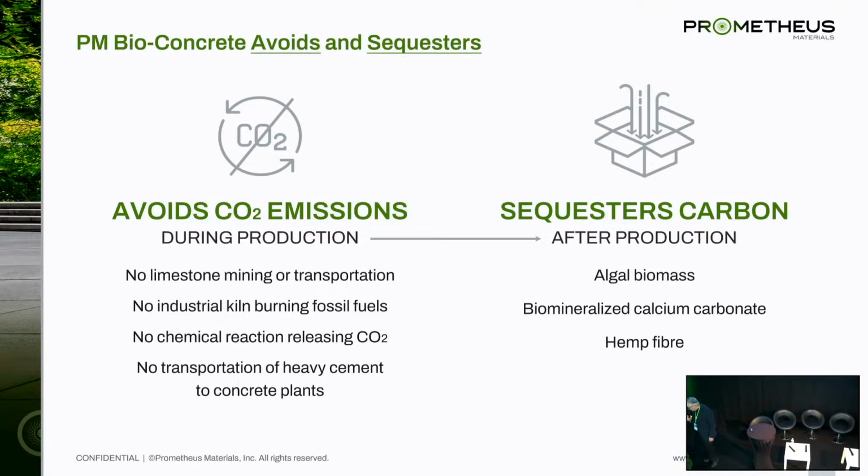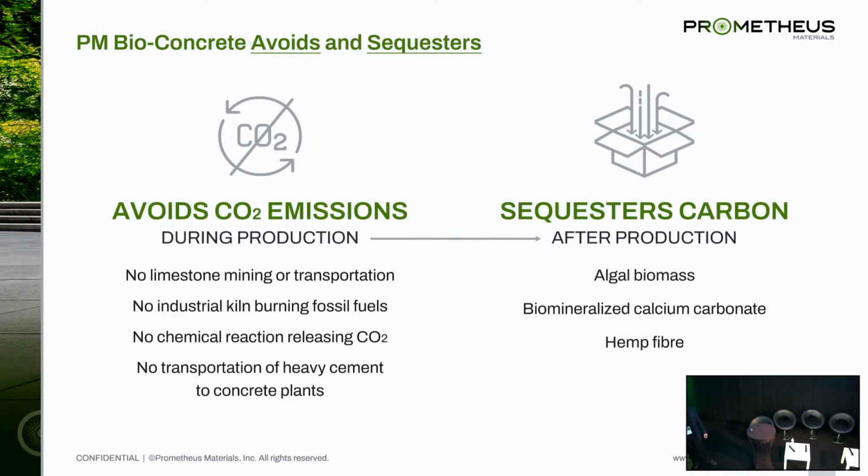So the way that we are different than concrete from a CO2 perspective is we do two things. We avoid and we sequester. So from an avoidance perspective, if you look at the way cement is made, in particular, they mine limestone, they truck heavy limestone using fossil fuels to the cement plant. They then superheat that limestone in industrial kilns using fossil fuels to do so. And by the way, once they superheat it, limestone does what? It releases CO2. They then transport that heavy cement to a local concrete plant, burning more fossil fuels and CO2. We avoid all of that. We don't do any of those things whatsoever. So our process is completely different.